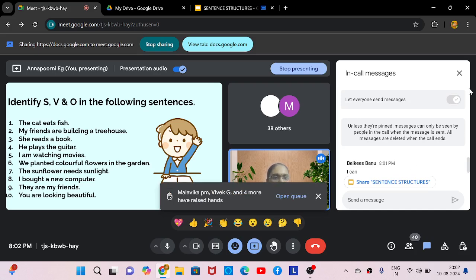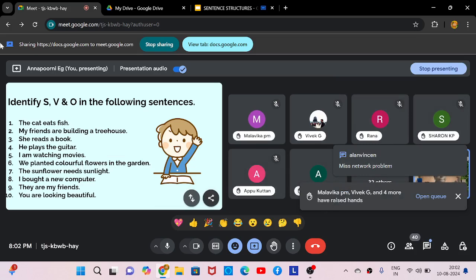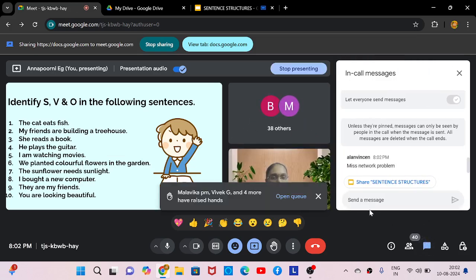Balkis. Yes, Balkis, you can read it. After that, I will call Mol. She reads a book. She subject, reads verb, a book object. Very good. Yes, next one, who's the next one? Mol. Yes.